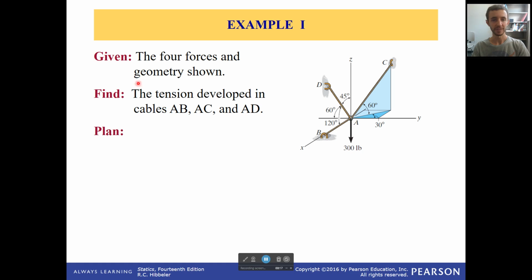So we see four forces and the geometry are shown. So we have a rope here, a rope here, a rope here, and a weight of 300 pounds. And we want to know what the tension developed in the cables AB, AC, and AD are. Okay? And it gives us those in various ways.